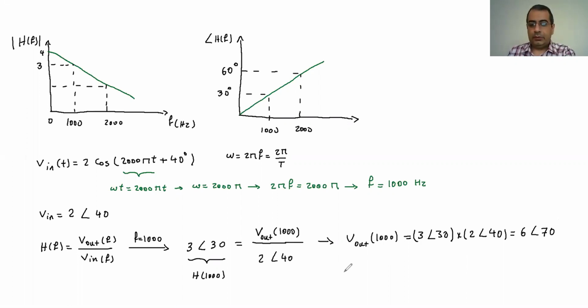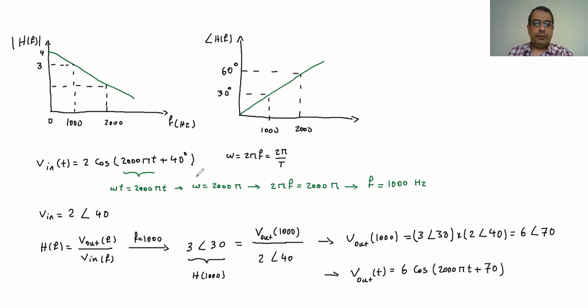And now I can go ahead and convert it back from the frequency. So this is basically frequency. When you write it as a phasor, you use it in the frequency domain. So bring it back from the phasor to the time domain. The output in the time domain is going to be 6 cosine(2000 pi t plus the angle, which is 70).